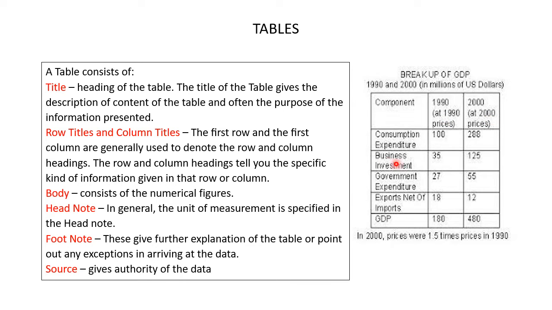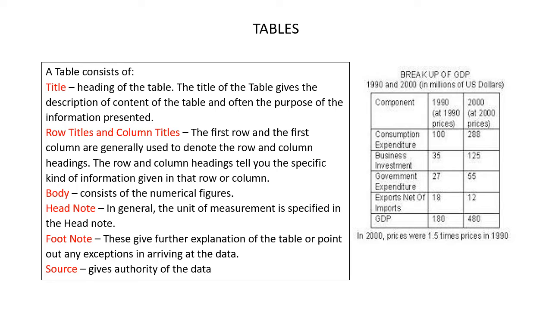Thus here the row titles indicate the components of the breakup of GDP and the column titles indicate in which year the breakup of figures for the breakup of GDP is given. Now the body of the table consists of numerical figures. These figures indicate the figures for the breakup of GDP. This is the head note of the table. In the head note we can see that the unit of measurement is specified. That is, it indicates that the numerical figures given in this table are in millions of US dollars.